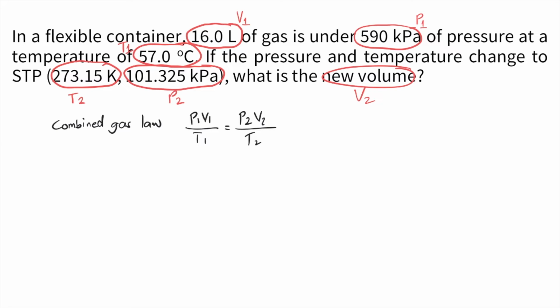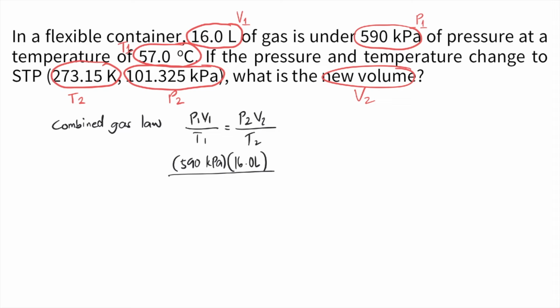So P1 is 590 kilopascal. V1 is 16 liters. T1 is 57 degrees Celsius. But please take note, if you are using ideal gas equations like the combined gas law, the temperature must always be in Kelvin. And what is given to us is 57 degrees Celsius. So we need to convert first 57 degrees Celsius into Kelvin.